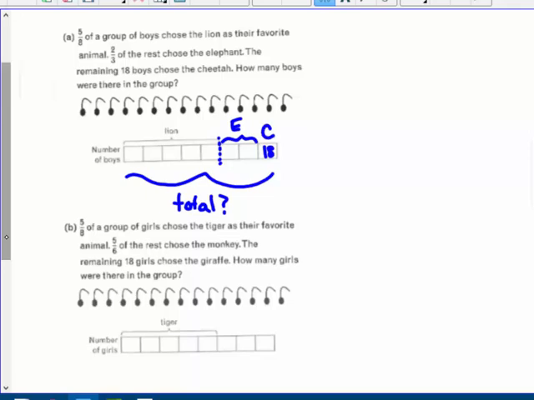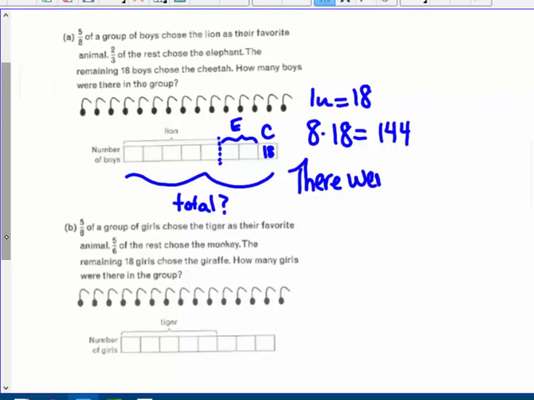1 unit, obviously, is 18. How many were there in total? Well, there were 5/8, so there were 8 to start with. 1 unit is 18, so 8 times 18 would give me a total of 144. There were 144 boys.